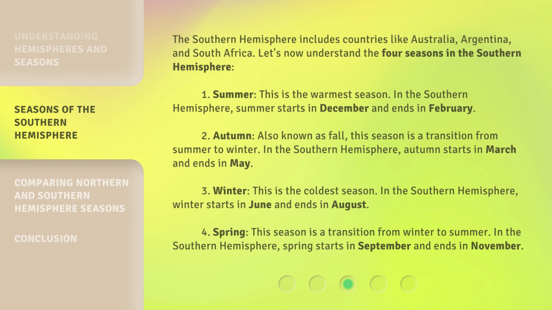4. Spring. This season is a transition from winter to summer. In the Southern Hemisphere, spring starts in September and ends in November.